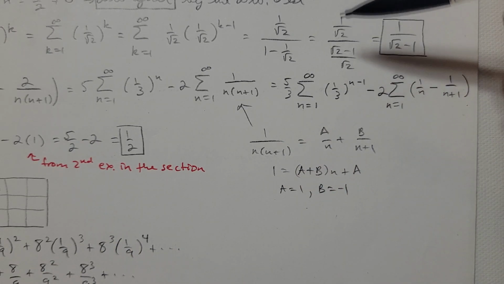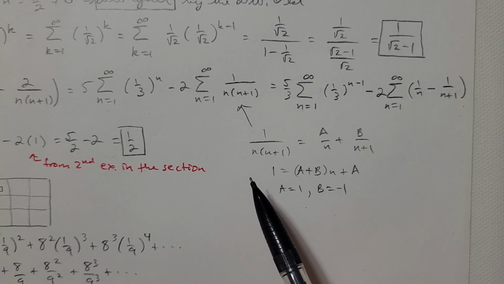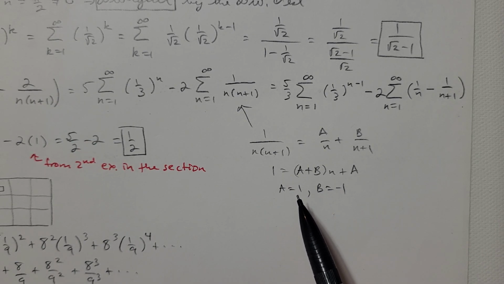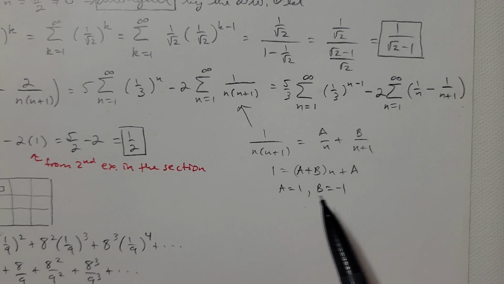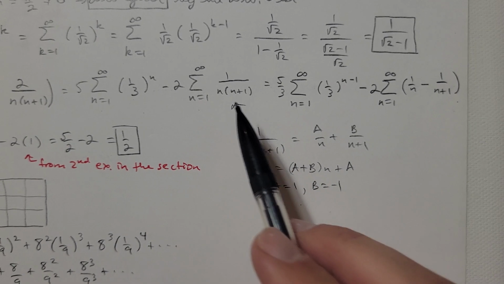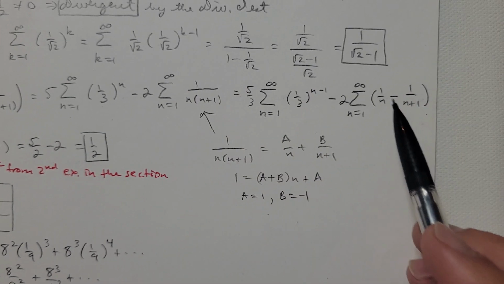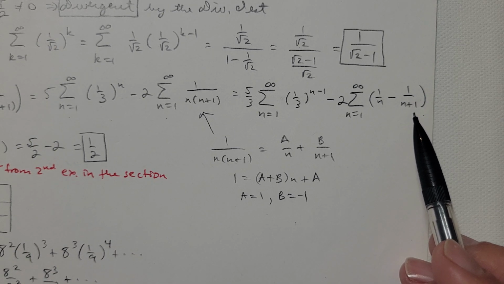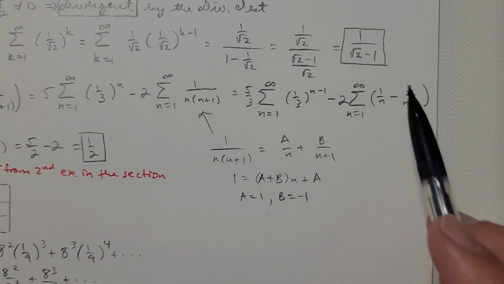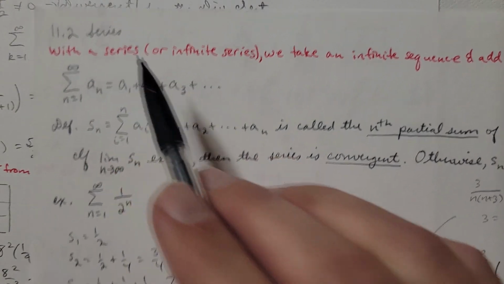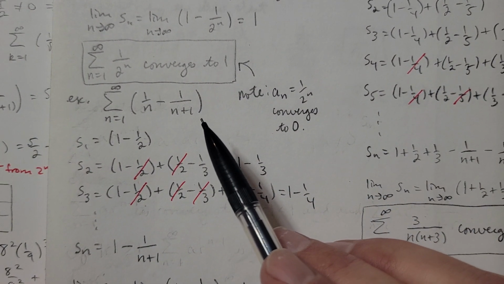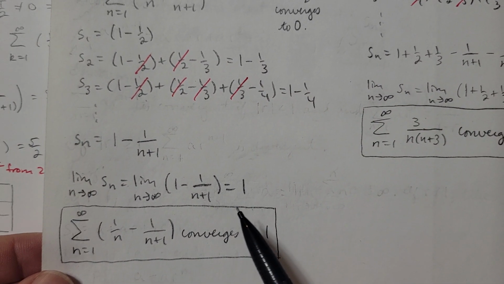And match the coefficients. I don't have any n terms on the left, so A plus B would be equal to 0, and A is 1. If A is 1 and A plus B is 0, then B is negative 1. So this series here, the sequence part, I can rewrite as 1 over n minus 1 over (n plus 1). But we have already seen this series before. That was the second problem that I had shown you in section 11.2. So here's 11.2, right? And that's the telescoping series. So this series converges to 1.